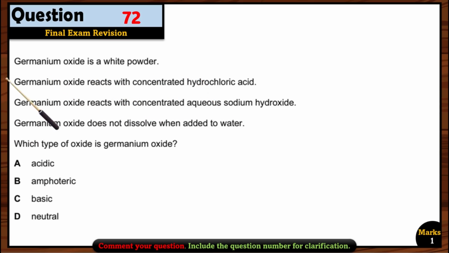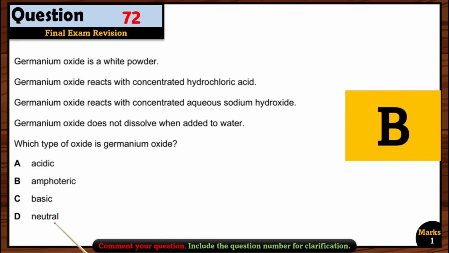Germanium oxide is a white powder. Germanium oxide reacts with HCl. Germanium oxide reacts with aqueous sodium hydroxide. So it means it's reacting with both, right? So it will be amphoteric. No need to read the other options. They are just asking for the type of the oxide. So that's why option B is the right option here.